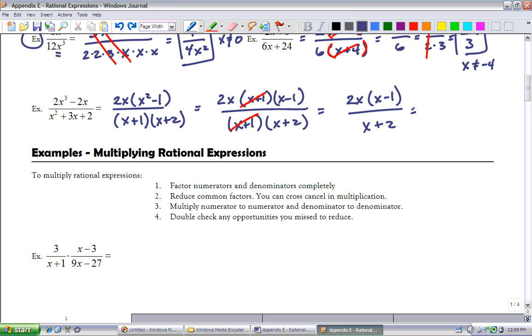Now, some teachers or some books will want you to multiply this out, so if we needed to do that, we get 2x squared minus 2x all over x plus 2, and that would be our final answer. And we want to make a note here in our final answer that x in this case cannot equal, if you go all the way back to the beginning where we factored it here, x cannot equal -1 or -2.